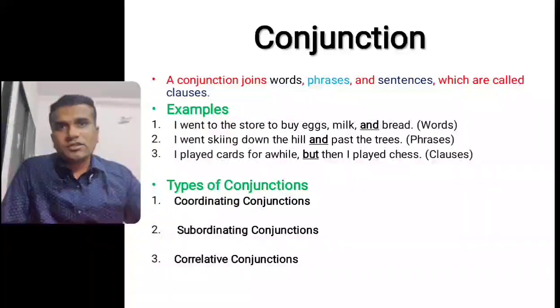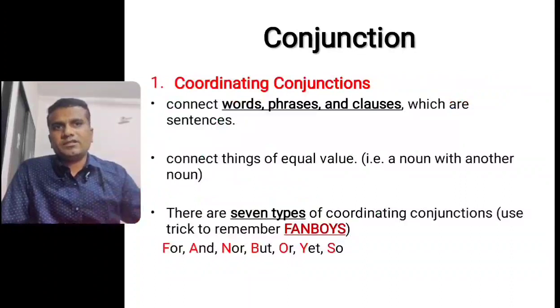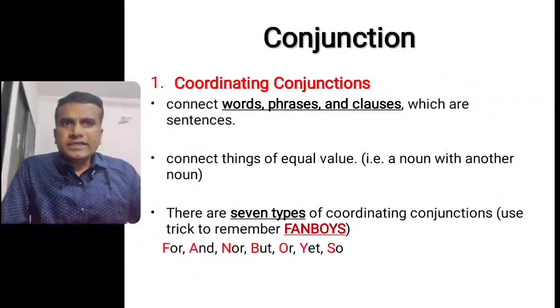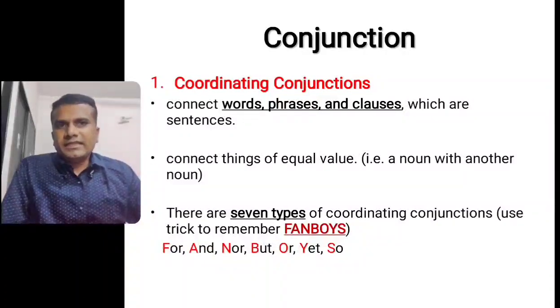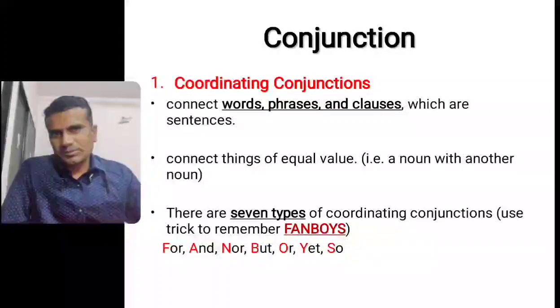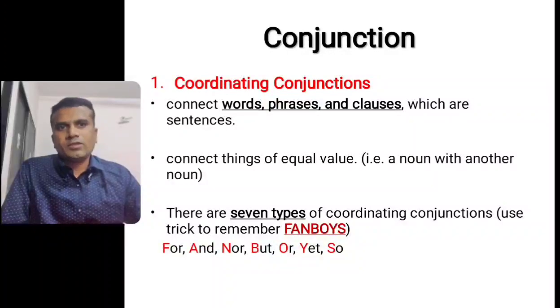Now we will talk about coordinating conjunctions. Coordinating conjunctions connect words, phrases and clauses. They connect things of equal value. For example, a noun with another noun. There are 7 types of coordinating conjunctions. They are for, and, nor, but, or, yet and so.